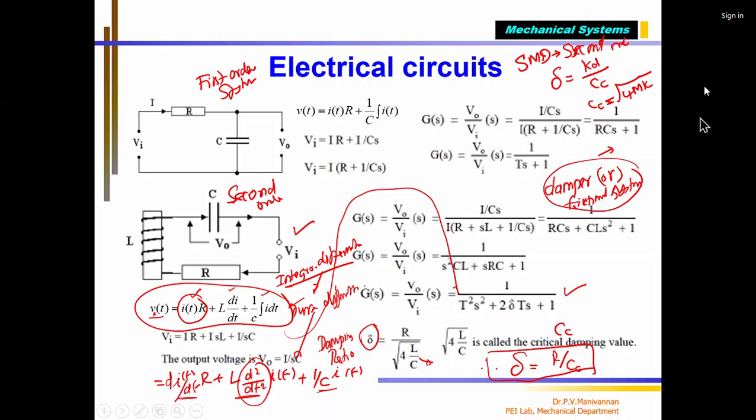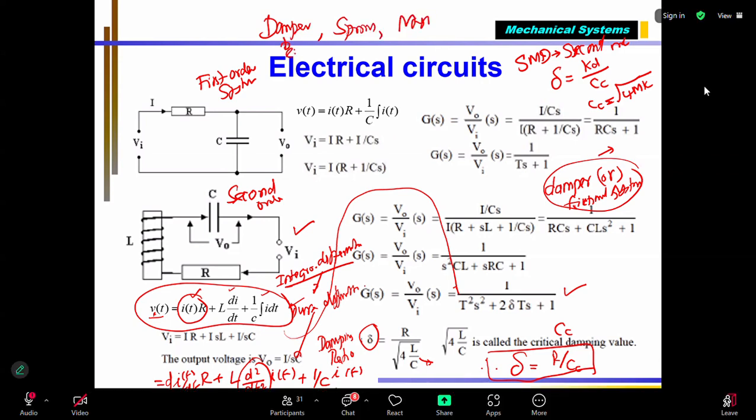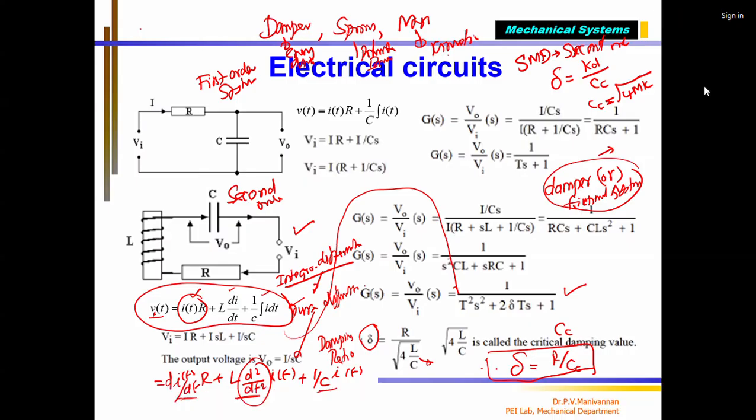When we talk about mechanical things, we saw that one is the damper, another is the spring, and another is the mass. Damper is an energy dissipating element. Spring is a potential energy storing device. Mass is a kinetic energy storing device. Similarly, in case of our electrical circuit, R is the energy dissipating element.